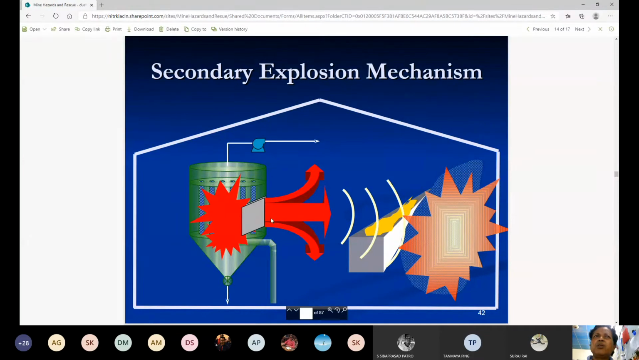Secondary explosion starts from here. This primary explosion is the main explosion, and from this primary explosion, this flame and this wave travel to the other part. If there is a containment zone where dust is there, then secondary explosion will take place, and it will revert back. It will push backward. So this is the secondary explosion mechanism.